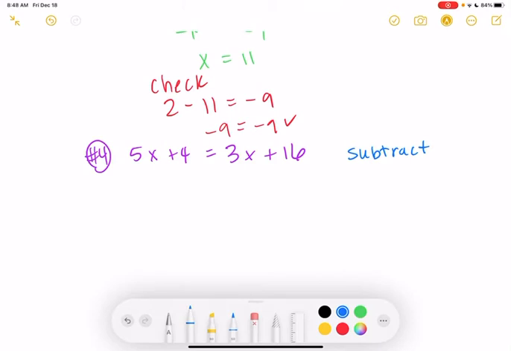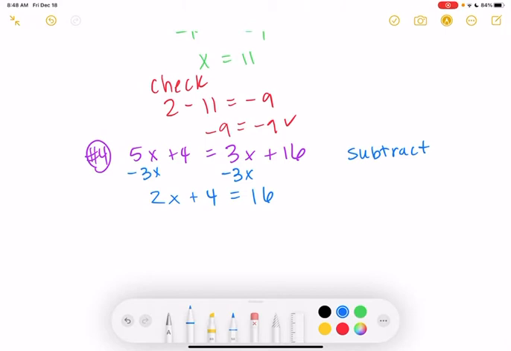Typically what I do, and this isn't required, is look at the highest value x. That 5x is bigger than the 3x. So I know if I subtract the 3x from both sides first, I will have a positive 2x. If you did it the other way, you would have a negative 2x, and that would add a whole extra step, because at the end you would have to divide by a negative. Mathematically it totally works out, but I just like to do as few steps as possible. So right now I have 2x plus 4 equals 16.